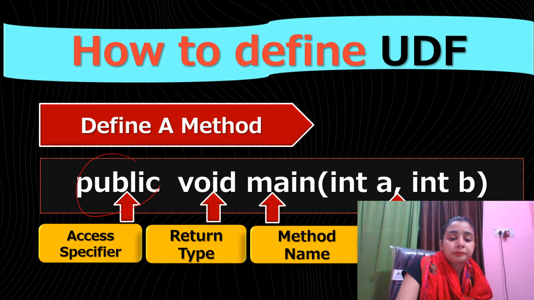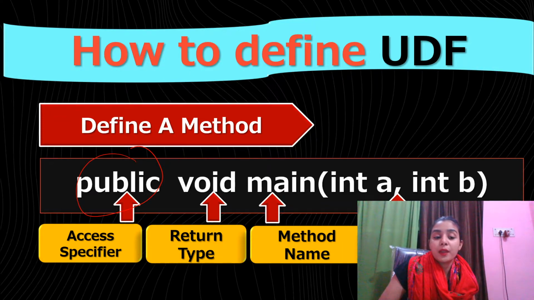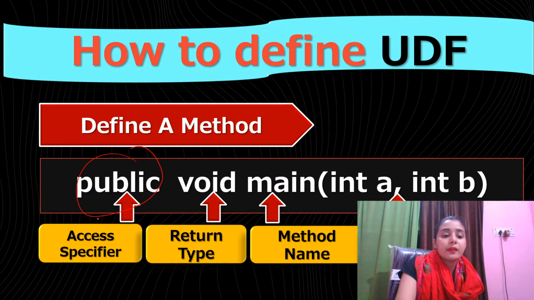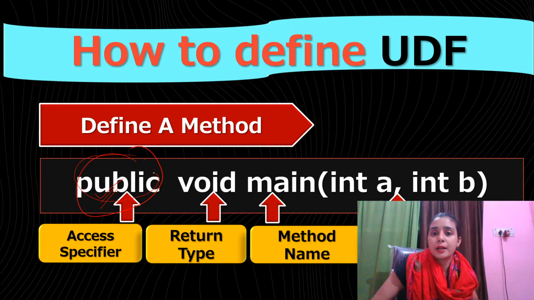First of all, you have to mention the access specifier, right? As you know, we can give public, protected, or private. I have already explained to you what exactly protected means and what exactly private means. If you want to check it out, you can check out my channel. I have already uploaded the meaning of that, right?